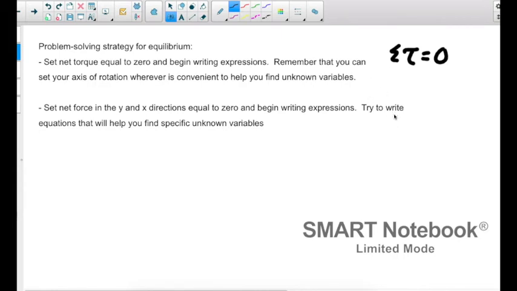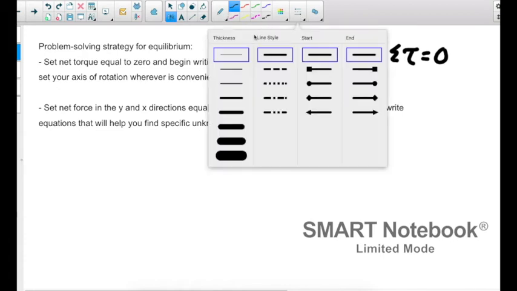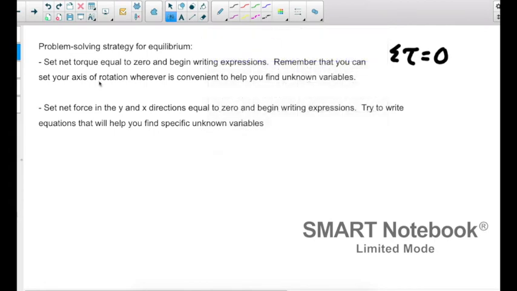and start deriving expressions for all the forces that could be causing possible torques in your system. This is probably the most complicated part of this. You can set your axis of rotation wherever is convenient to help you find unknown variables. This will become more clear when we start doing problems. But remember what I said on the last slide, that if this is true about an axis of rotation, it will be true about any axis of rotation that you choose.